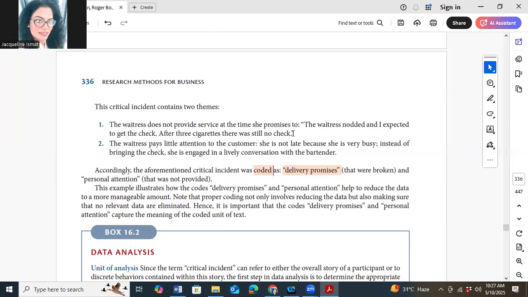ठीक है. The first one is about delivery in the promise. देखो कैसी थी? The promise was broken. तो एक थीम आपने ये, एक कोड आपने ये बनाया. आप थीम कहें, कोड कहें. थीम से हम कोड बनाते हैं. तो कोडिंग आपने क्या करी? पहले वाली थीम की. Now this is the theme. Okay, this is the theme.